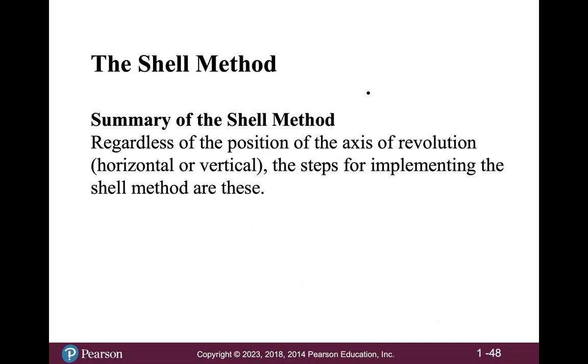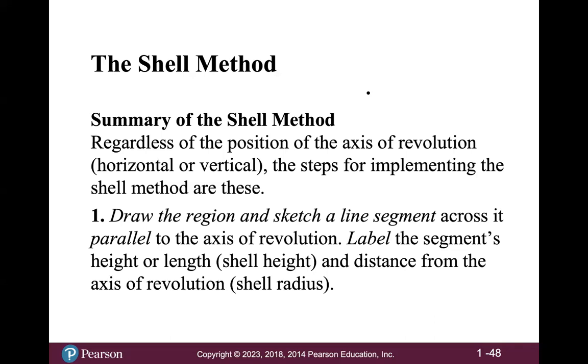All right, so to summarize the shell method, we will do one more example at the very end, which I added. Regardless of the position of the axis of revolution, be it horizontal or vertical, the steps for implementing the shell method are as follows. First, draw the region and sketch a line segment across it parallel to the axis of revolution. Label the segment's height or length, which is the shell height, and the distance from the axis of revolution, which is the shell radius.